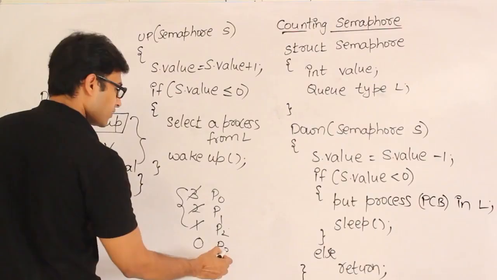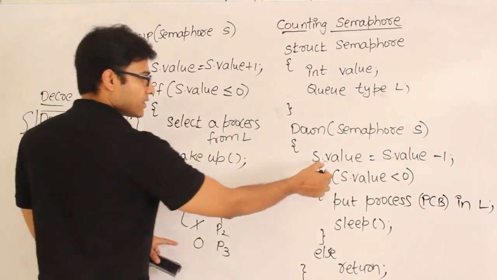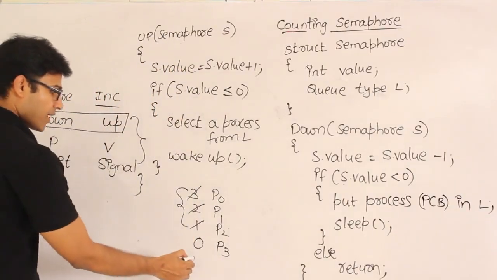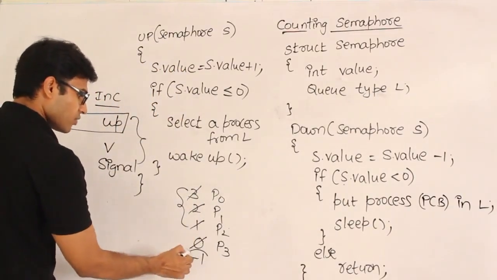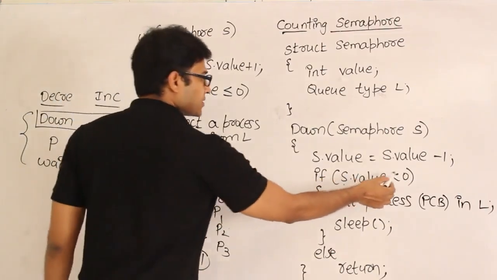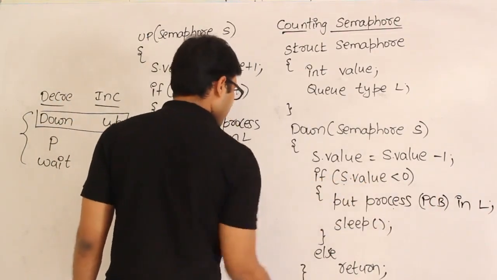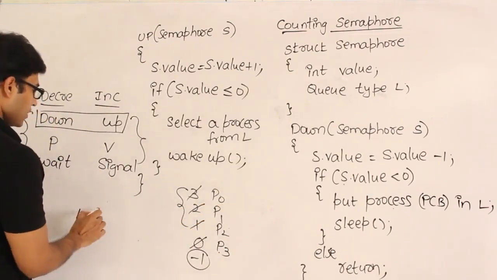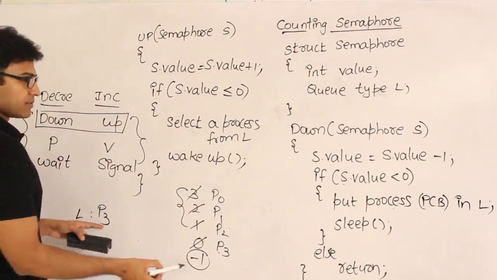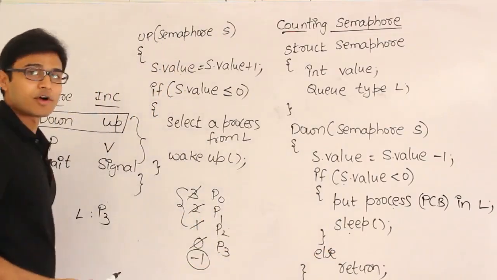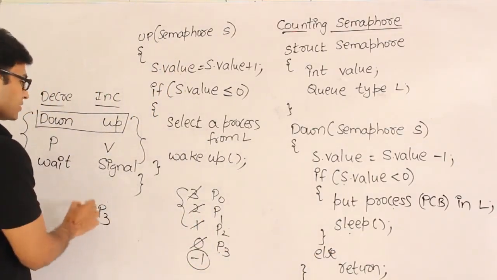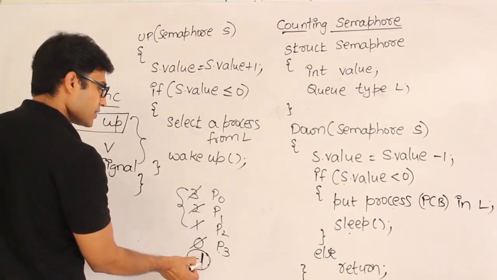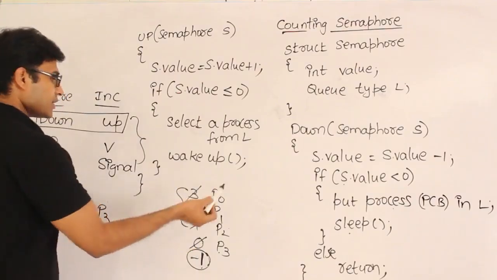Now if P3 tries to enter, it will decrement the value, and now the value is less than 0, isn't it? After decrementing, it is minus 1. So whenever it is less than 0, you put the process PCB in the list L, meaning you record that the process P3 is waiting, and you go and sleep happily in the blocked state, and later someone will wake you up. That is the meaning of it. Got it? Now the value is minus 1. It means that one process is sleeping, right?